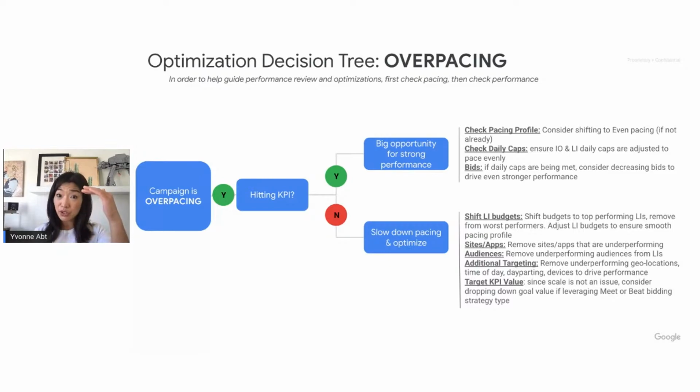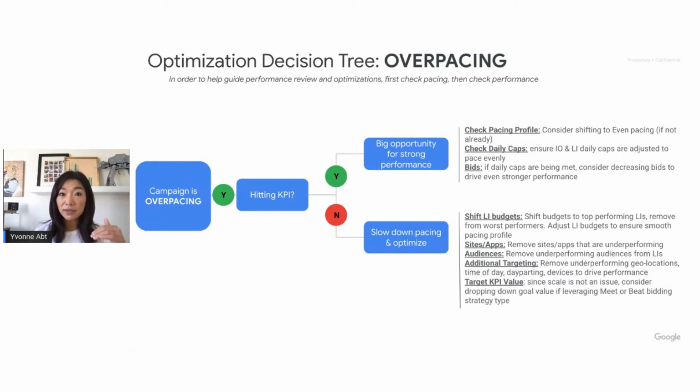Now, again, in the first situation, you're over pacing, but you are hitting your KPI goals. Okay, so that may be a sign that you check your IO and your line item budgets just to make sure that they're adjusted to spend more evenly. And the rest of it can kind of work towards your KPI goals. So it's a pacing issue.